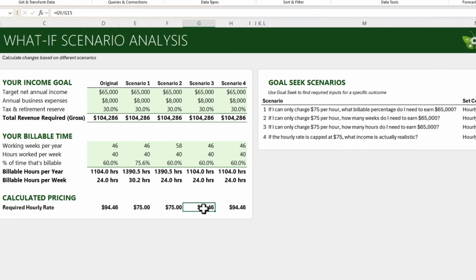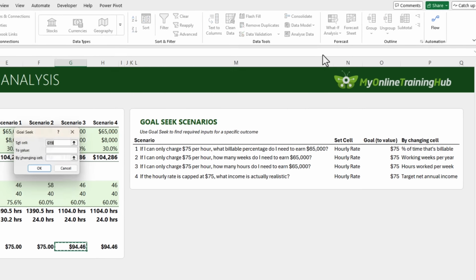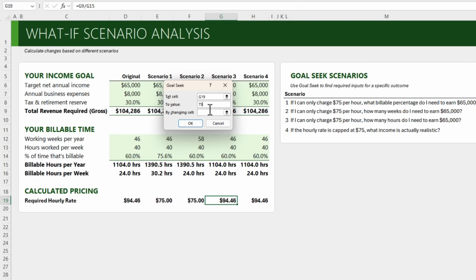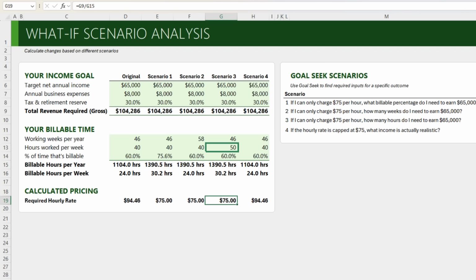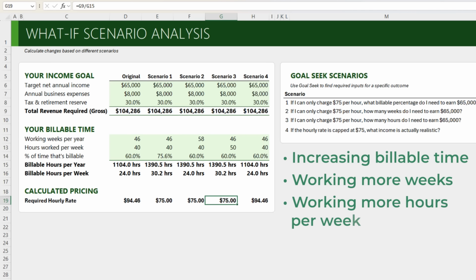So this tells us that at $75 per hour, we can't solve the problem by simply working more weeks. Instead, let's test another variable, again GoalSeek, to value 75, and this time let's change the working hours per week. And that gives us 50 hours per week. That's at least possible, unlike 58 working weeks, but it may not be sustainable. So we've tested 3 different variables: increasing billable time, working more weeks, and working more hours per week. But each one has a practical limit.